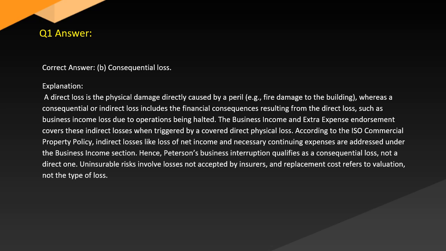Explanation. A direct loss is the physical damage directly caused by a peril, e.g. fire damage to the building, whereas a consequential or indirect loss includes the financial consequences resulting from the direct loss, such as business income loss due to operations being halted. The business income and extra expense endorsement covers these indirect losses when triggered by a covered direct physical loss. According to the ISO commercial property policy, indirect losses like loss of net income and necessary continuing expenses are addressed under the business income section. Hence, Peterson's business interruption qualifies as consequential loss, not direct one. Uninsurable risks involve losses not accepted by insurers, and replacement cost refers to valuation, not the type of loss.